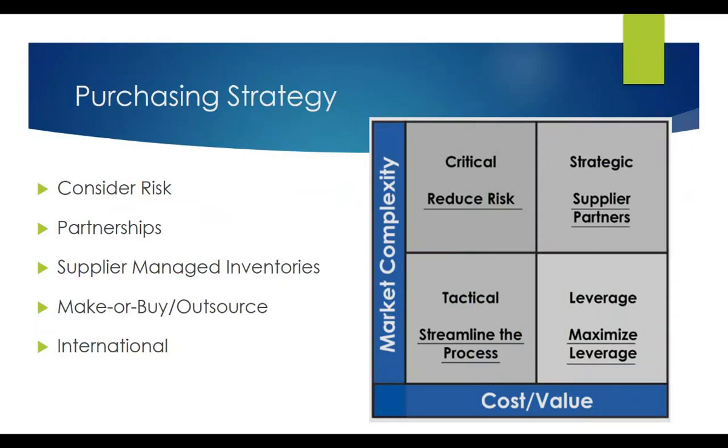So this quad chart shows that different items and different suppliers should be dealt with differently. It breaks the supply base up into 4 quadrants. On the x-axis, it has low to high costs, and on the y-axis, it says market complexity. I would call that risk along the y-axis.